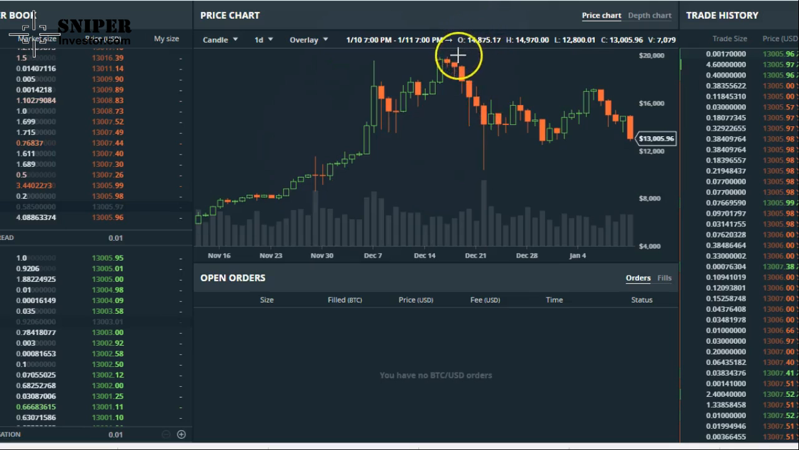Potentially, I could draw a trend line here. If I decided to short this market, I would short it, and whenever this trend line breaks and closes above the trend line, I would get out of that position. Again, this isn't totally a trading strategy, but it's something that I use in all of my trades.